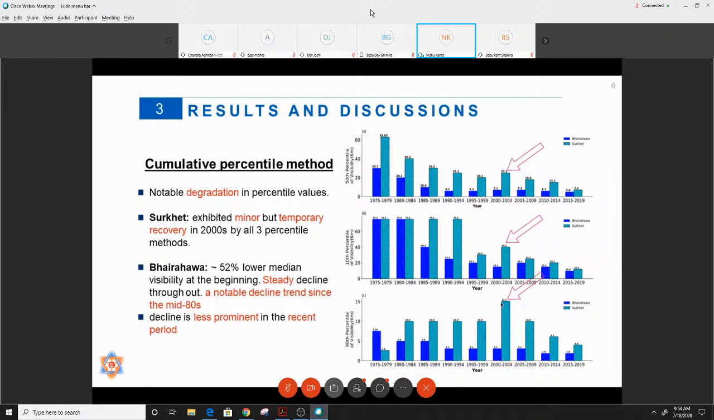Whereas in Bhairahawa, the corresponding values are lower compared to Surkhet from the beginning. A steady decline in percentile values is seen throughout, and a prominent decline is observed since the mid-80s. The decline in visibility is less prominent in the recent period because the values are already at low values. This method gives a general sense of the degradation of the visibility trend and air quality in both places.